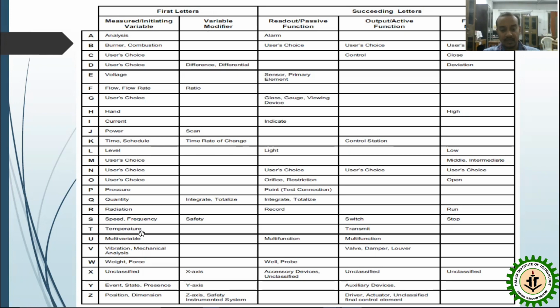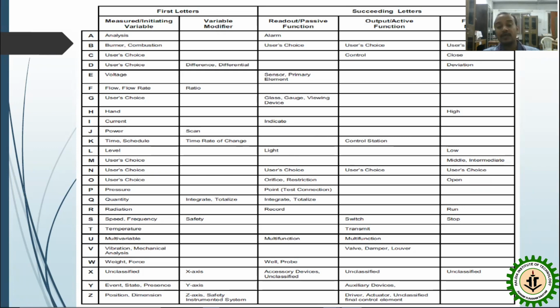T means temperature. After that, for I, we cannot take current because current is the first letter. We need to go for the succeeding letters. So the succeeding letter is indicate. And again, C is also a succeeding letter. That means control. So if we join these three words, it is temperature, indicate, control. So TIC stands for temperature, indicate, control, and the loop number is 103.